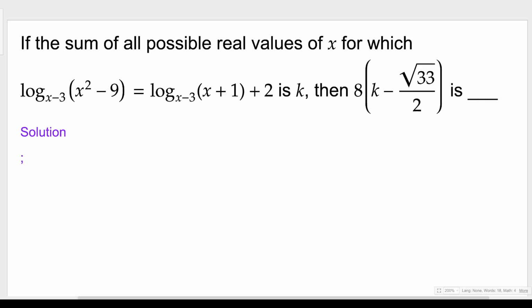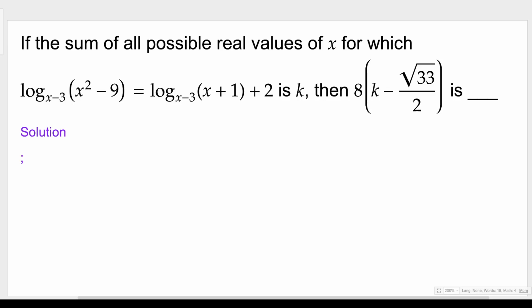So consider this given problem statement. It says that if the sum of all possible real values of x for this given equation is k, then we need to compute the value of 8 times k minus square root of 33 divided by 2. So let us try to solve this one.